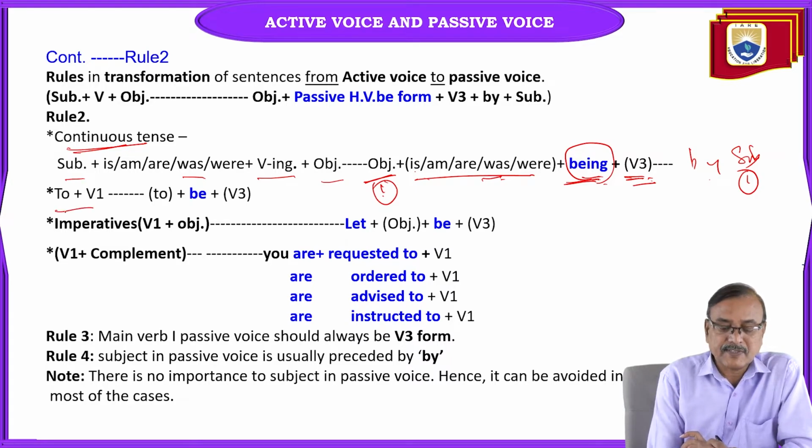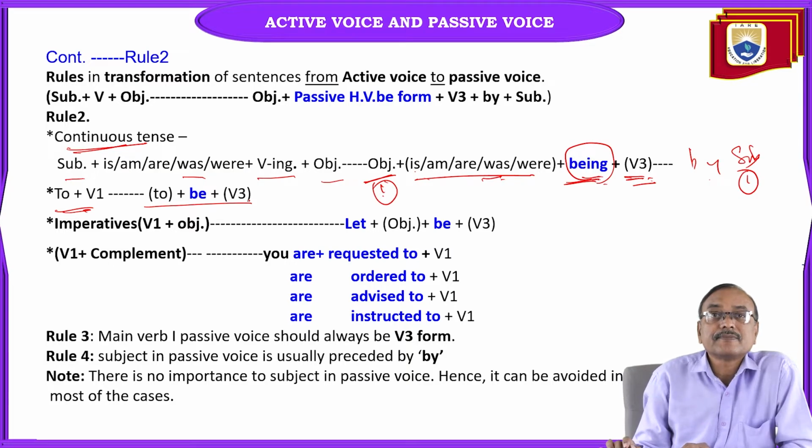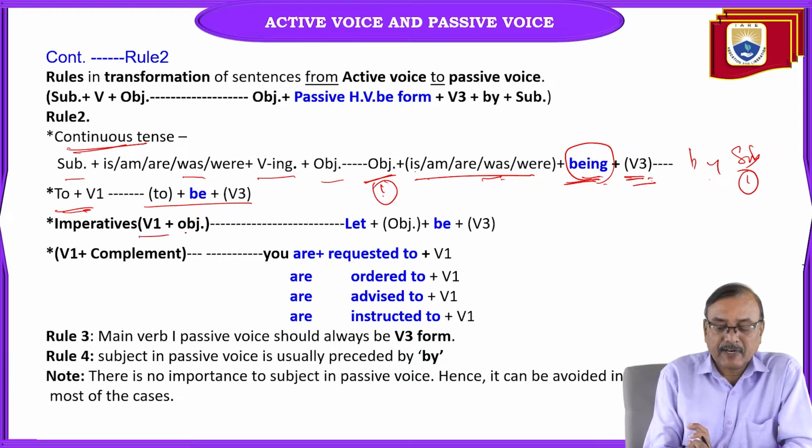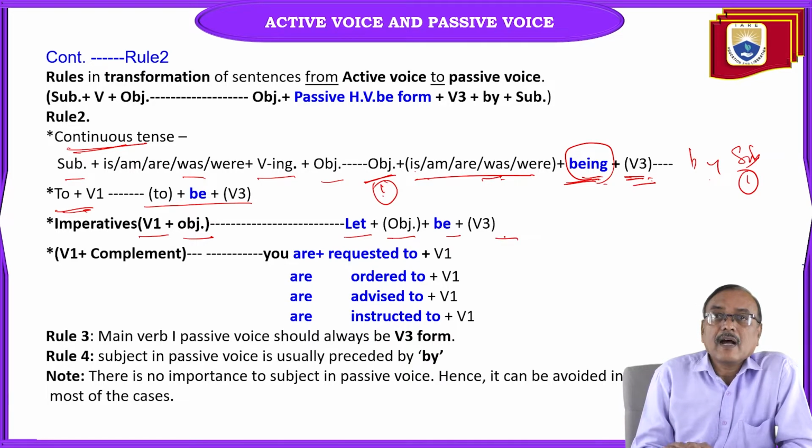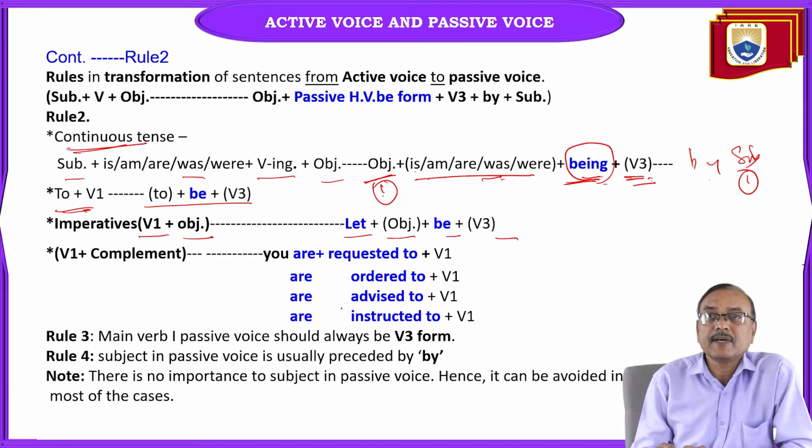So, next another change. If it is to plus V1, in passive voice it becomes to be plus V3. If it is just imperative, V1 followed by object, in passive voice it comes as let plus object plus be plus V3. Or you can also use this: you are requested to plus V1, you are ordered to plus V1, you are advised to plus V1. This is easy.